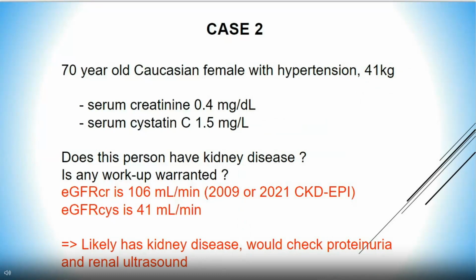So I would say that she most likely has kidney disease and that her serum creatinine is probably low because she's a tiny old lady and probably doesn't have much muscle mass. And so she needs further workup with checking urine for protein and checking renal imaging.